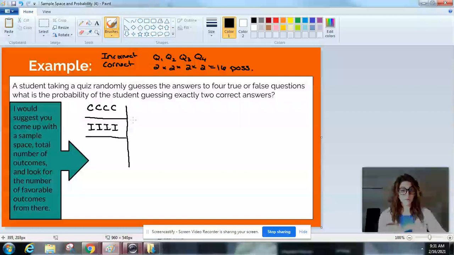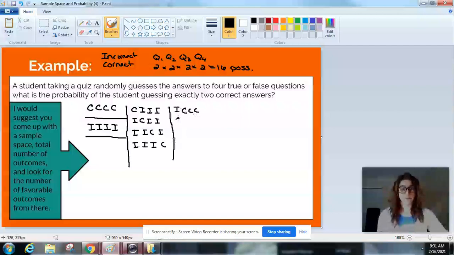I could get 1 correct. Now, when I look at it this way, I'm going to think of each individual question. I could get question 1 correct and all the others wrong. I could get question 2 correct. I could get question 3 correct, or I can get question 4 correct, right? So that's one way of looking at it. I can look at it the other way: what if I got only 1 wrong? So maybe I got the first one wrong and all the others correct. Or maybe I got the second one wrong and all the others correct. So forth and so on.